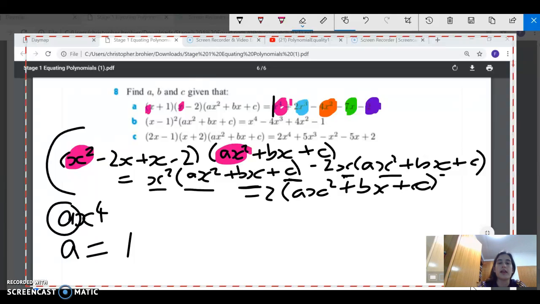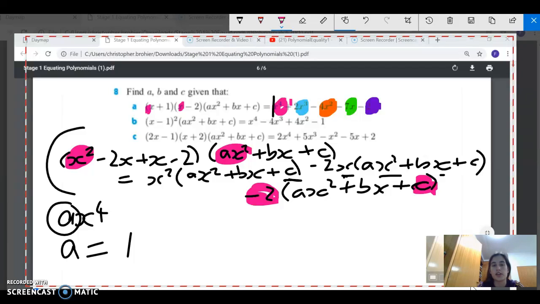Can you notice anything similar for the constant? What is going to form the constant? Well, if you multiply x squared by anything, it's not going to be a constant anymore. If you multiply x by anything, it's not going to be a constant anymore. So it must be when you multiply negative 2 by c. That's the only way you get a constant term. You can't get it anywhere else.